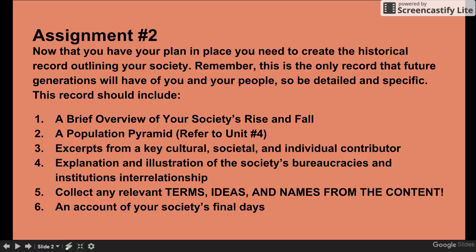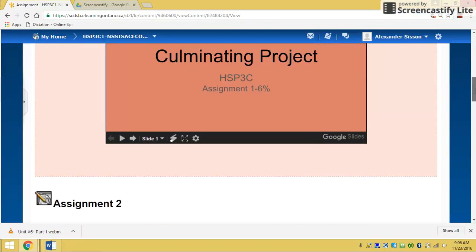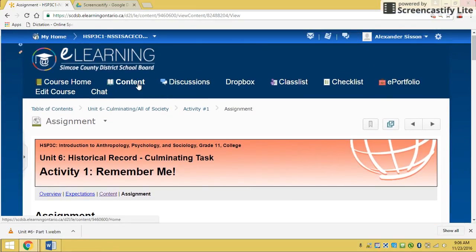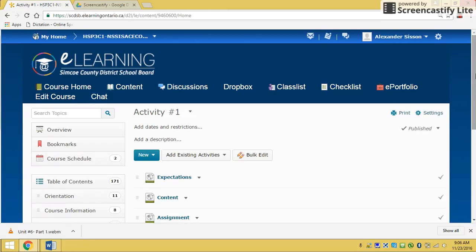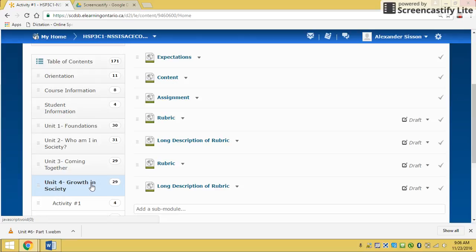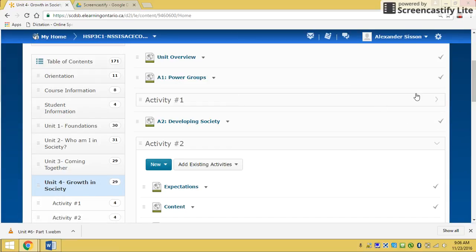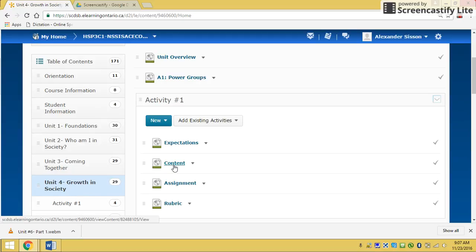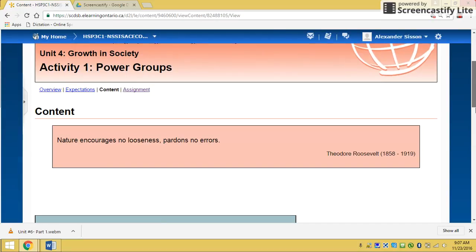And then if you look at number 5, collect any relevant terms, ideas, and names from the content. I want you to sift through all the content that we've done and try to remember ideas and terms that may help you explain the formation of your society and the demise of your society. So, for instance, if you were doing a bit of studying or research, and we'll go back to Unit 4, Growth in Society, and say Activity 1. We'll go to the content, and what do we have?